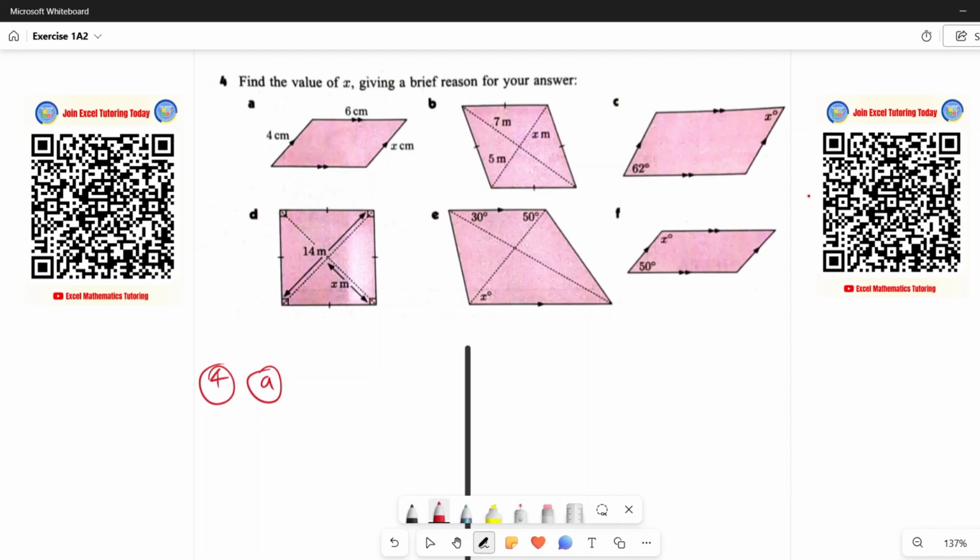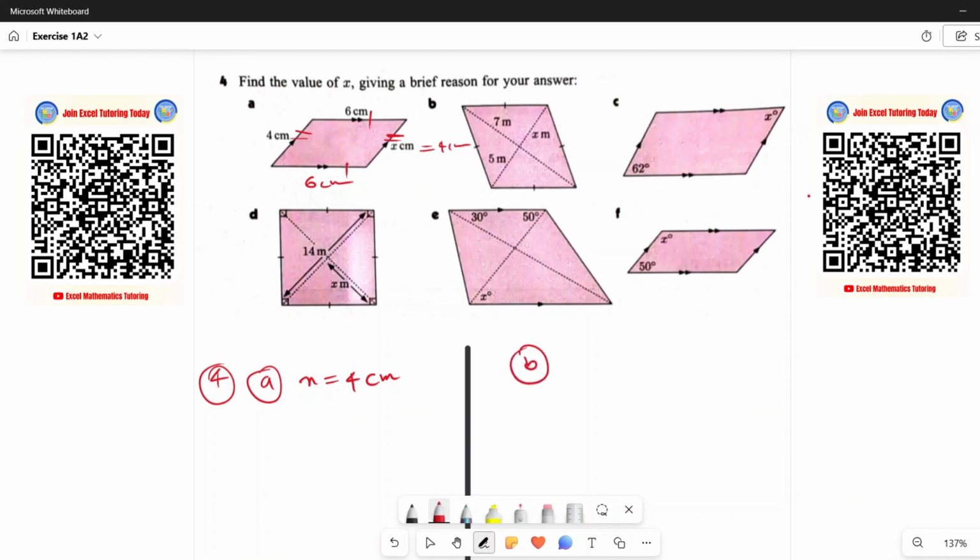By the property of a parallelogram, we know that opposite sides are equal. So these two sides should be equal in length, and these two sides should be equal in length. So this side should be 6 centimeter and this will be 4 centimeter. So x equal to 4 centimeter here.